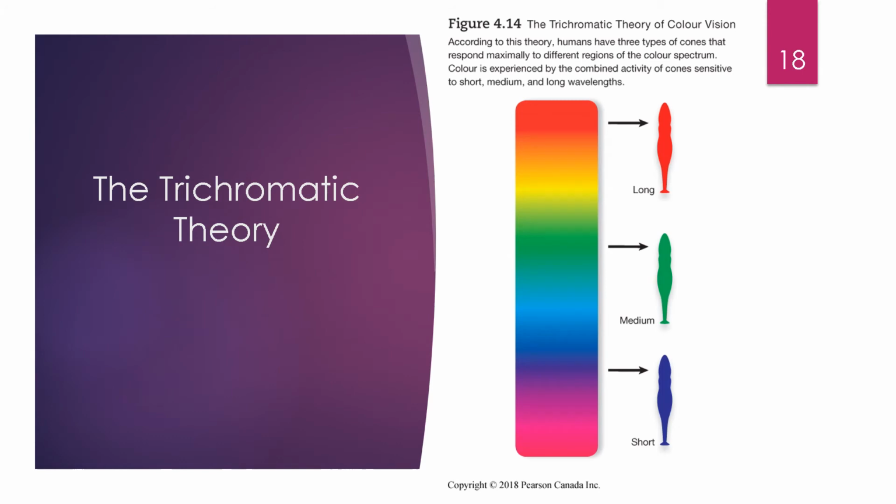So this illustrates the trichromatic theory a little bit for you. Again, we'll have those three different types of cones. The one that's more sensitive to the long wavelengths, so things that are more on the red end of the color spectrum. The one that's more sensitive to medium wavelengths, so around the green area of the color spectrum. And then the ones that are more sensitive to short wavelengths, which would be more the blue and purple end of the spectrum.